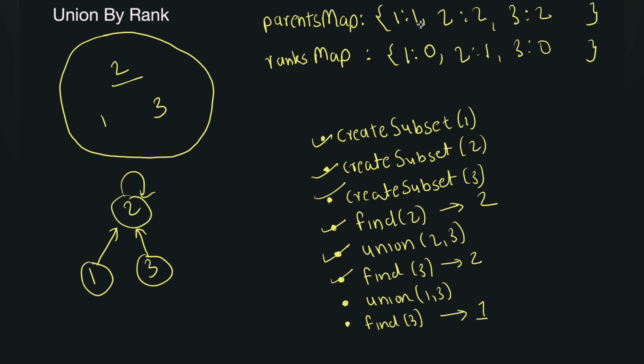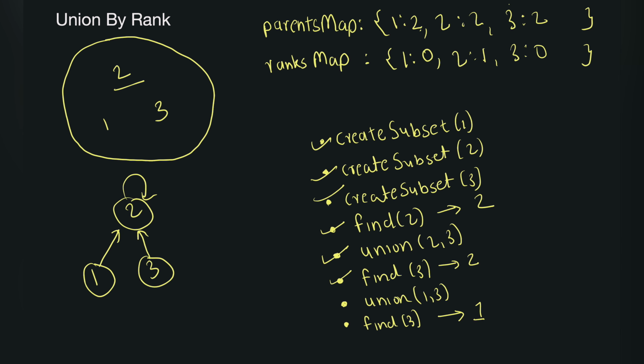We'll also make the corresponding changes in the parents map. So the parent of 1 will now become 2. The rank of 2 will change only when the two parents which we are trying to combine have the same rank. So in this case, the rank of 2 will stay as it is.